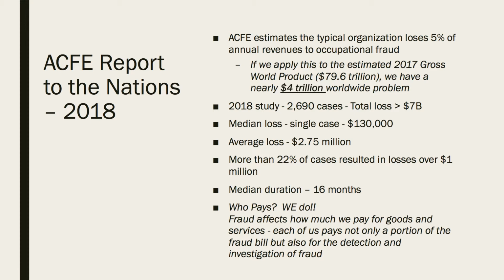That is significant. In this 2018 study, there were nearly 2,700 cases that were studied, and in those cases there was a total loss of over $7 billion. The median loss per case was $130,000, and the average loss was $2.75 million. More than 22% of these cases resulted in losses over $1 million. The median duration, meaning the amount of time from the time the fraud began to the time that it was discovered, was 16 months. Again, these are all solid indicators of a very serious problem.